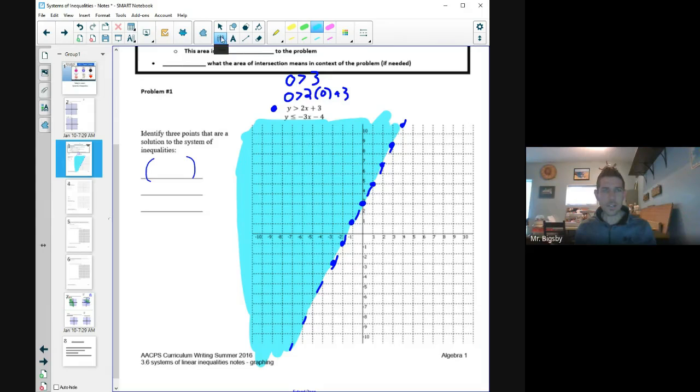But this is systems of inequalities, and systems means we're going to have more than one. I like to use yellow because, well, you'll see we get to combine two colors. And what does yellow and blue make? Well, it makes my favorite color. So we're going to use yellow for the second inequality.